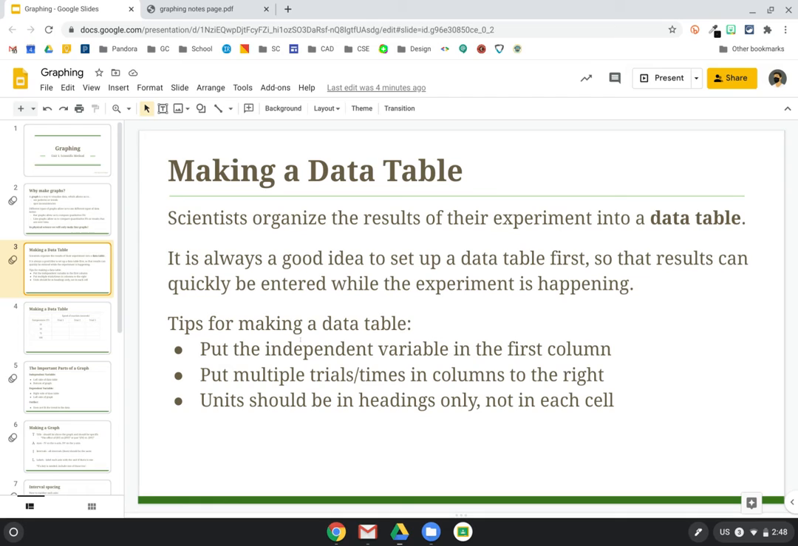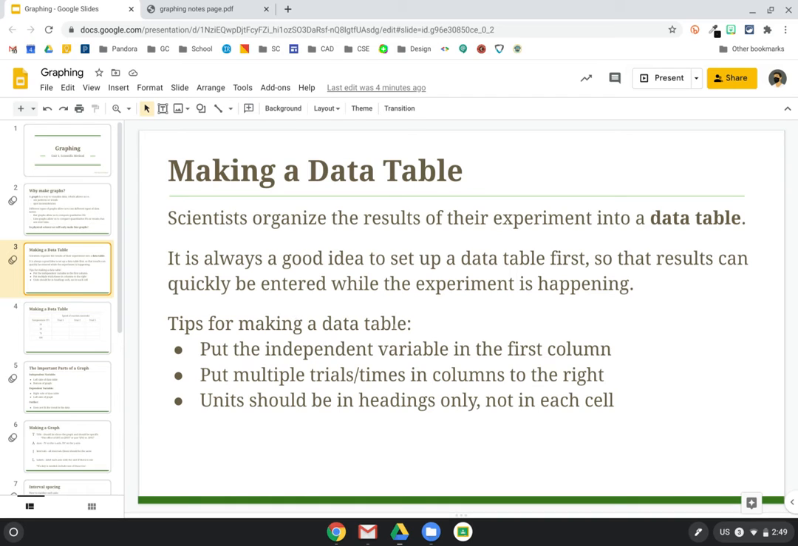To make a data table, which will then ultimately become a graph, we have to organize it in a specific way. And if we organize them the same way every time, then it will be very predictable when we try to make it into a graph. So it's a good idea to set up a data table before you do an experiment. That way, when you're finding results in an experiment, you can enter them into the data table if it's set up correctly. And it helps you know what the next step is in your experiment.